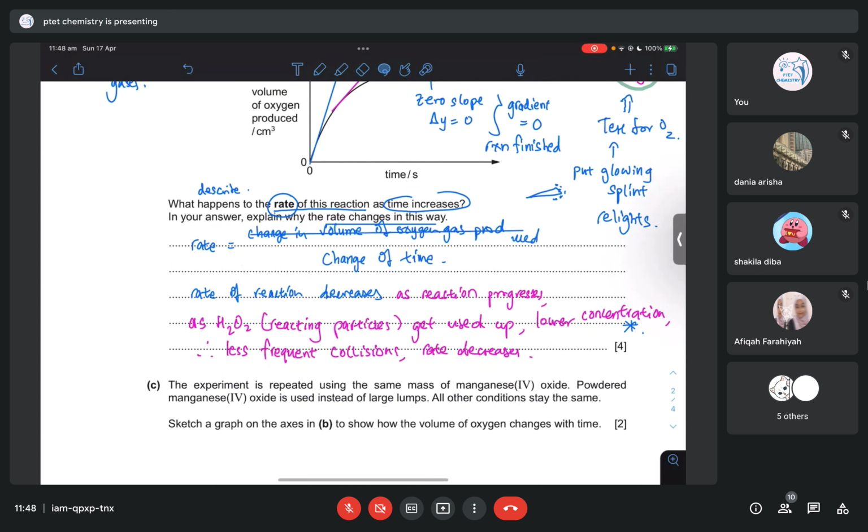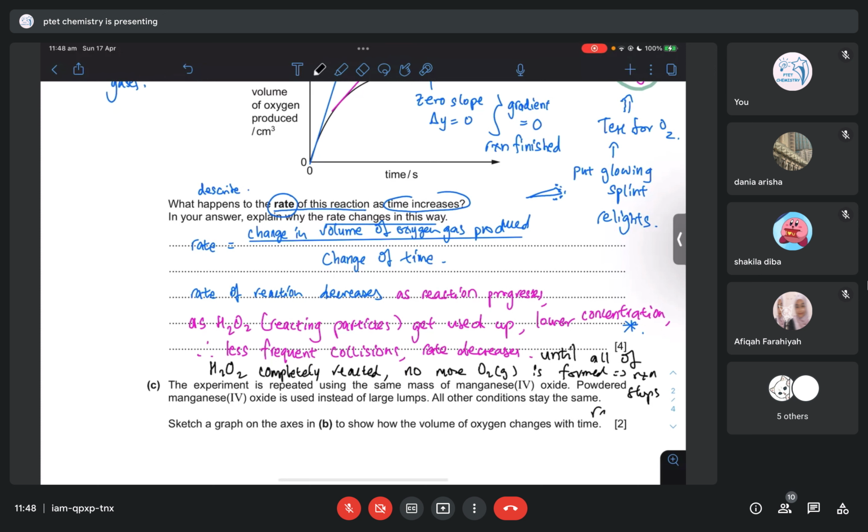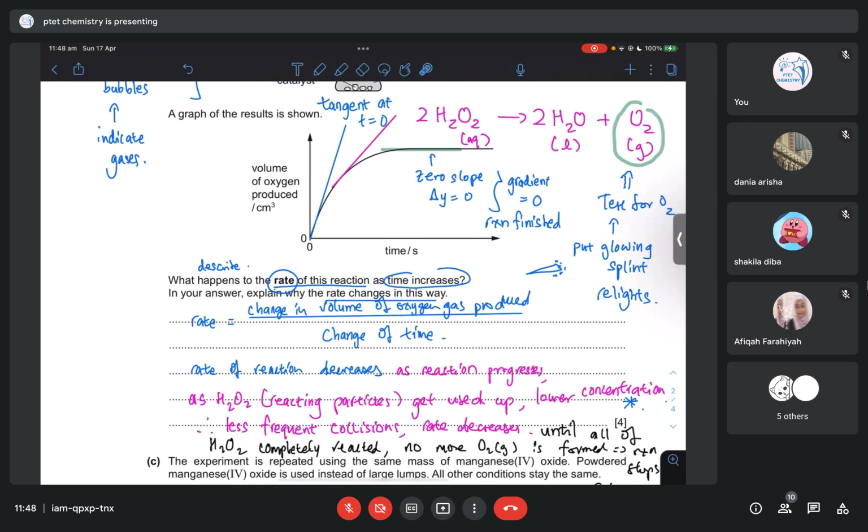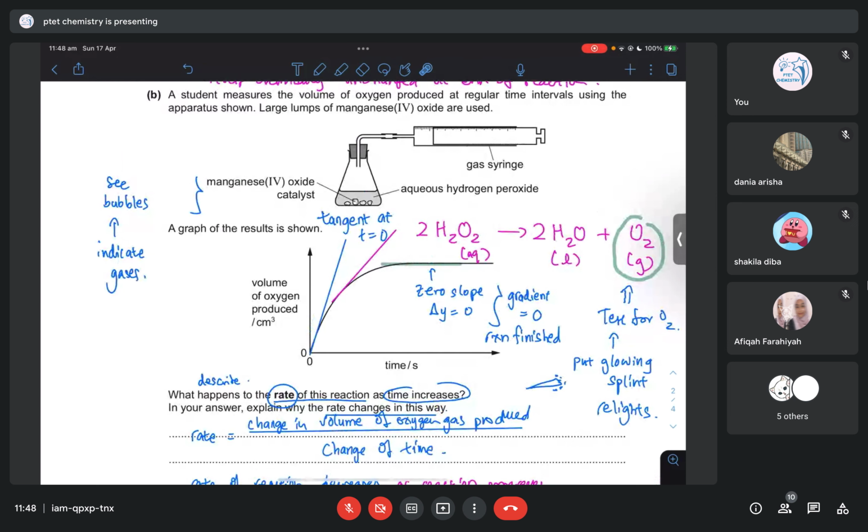So I need to talk about until everything is used up, until all of the H2O2 completely reacted, and then no more gas gets produced, no more O2 gas is formed, reaction stops. So when reaction stops, rate equals 0 because there is no more gas getting produced. 0 divided by any change in time, no change in your y-axis, no more gas getting produced, the gas syringe stops moving, the rate has stopped there.